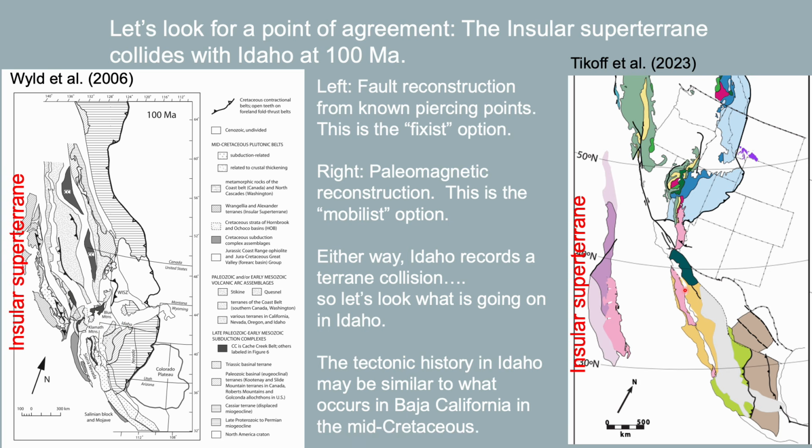The alternative mobilist option is just to say that the paleomag is correct, but even in this case, the northern end of the insular superterrane, and this isn't counting adding the peninsular terrane on, is also located in Idaho. So the idea is, either way, Idaho records a terrane collision. So we would say, okay, let's look in Idaho to see what goes on.